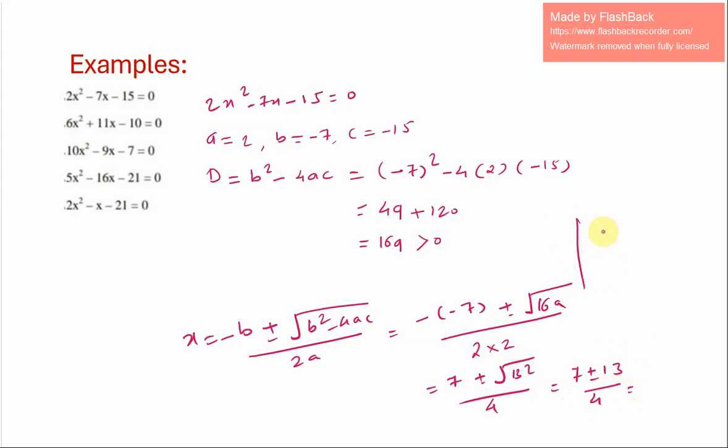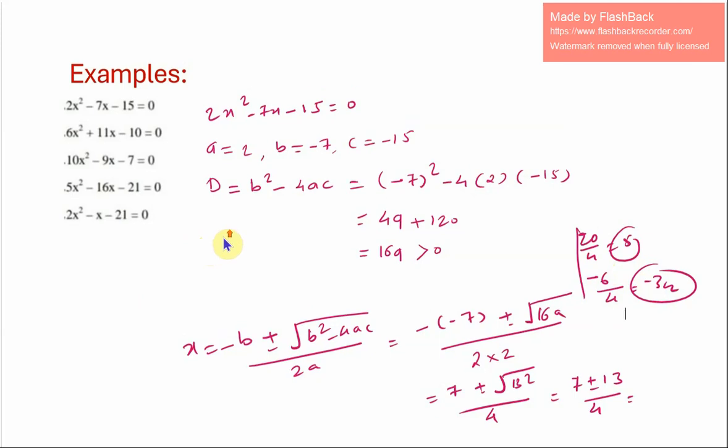So there are two possible solutions, one positive, one negative. 7 plus 13 is 20 upon 4, that is 5. And 7 minus 13 is minus 6 upon 4, that is minus 3 by 2. So the possible roots of the equation are 5 and minus 3 by 2. In this way you can solve other examples. This is how we can use the quadratic formula and decide the nature of roots. So I think all concepts are clear.